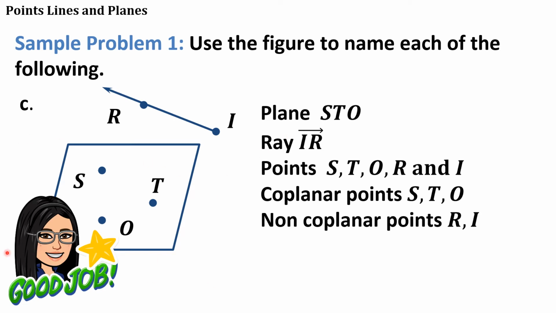Now, what are my points? I have point S, point O, and point T, but I also have point I and point R here, even though they're not in the same plane.